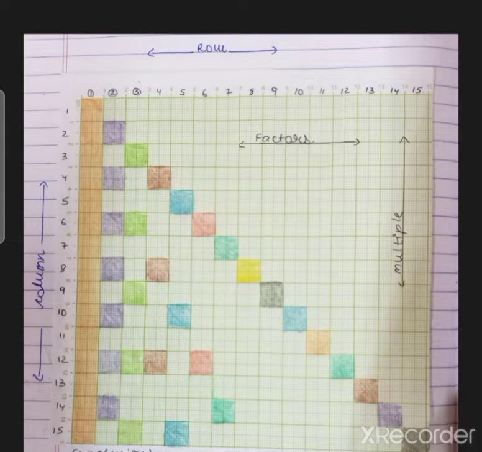Now in the third one, children, the table is 3, 6, 9, 12, 15. And now we will see the fourth one. In the fourth one: 4, 8, 12. Now the next is 16. But 16 is not in the graph, it is not there in the 15 by 15 square, so it is not possible for us to color it.